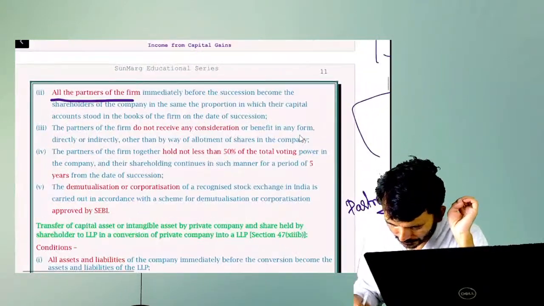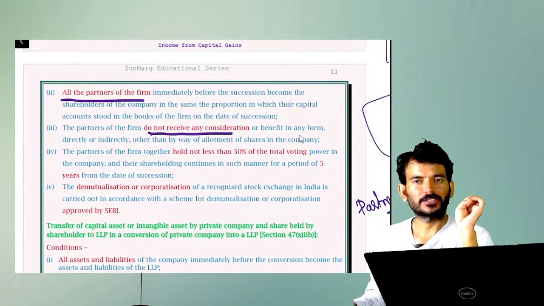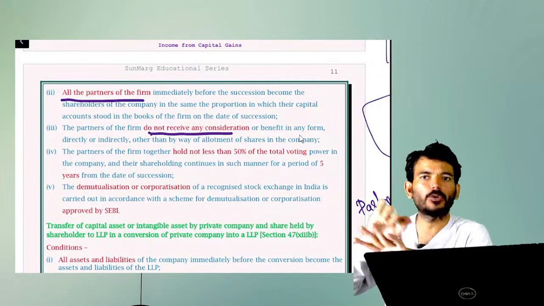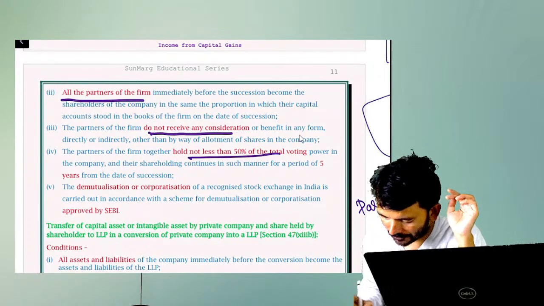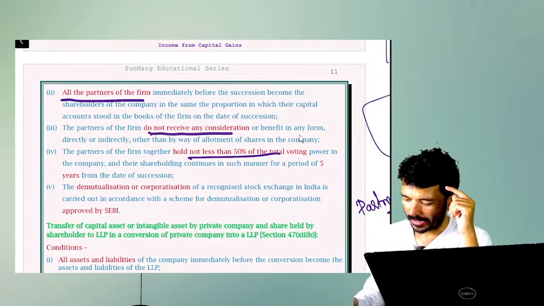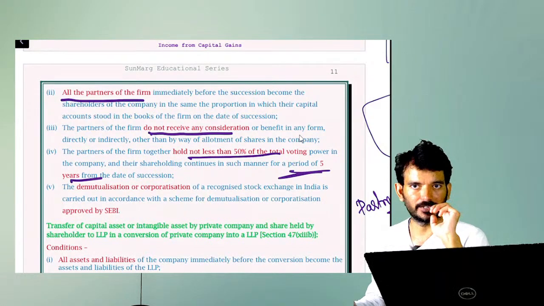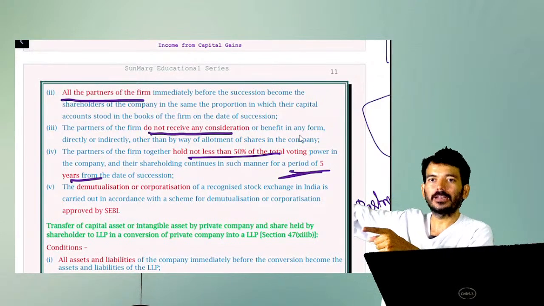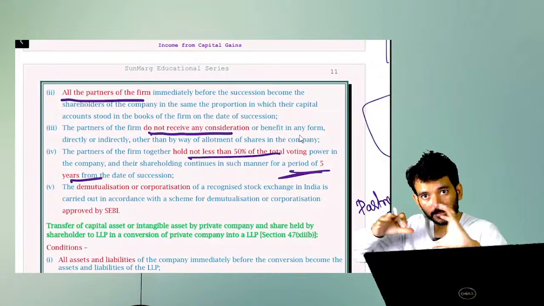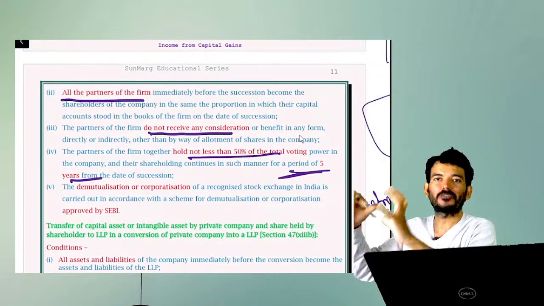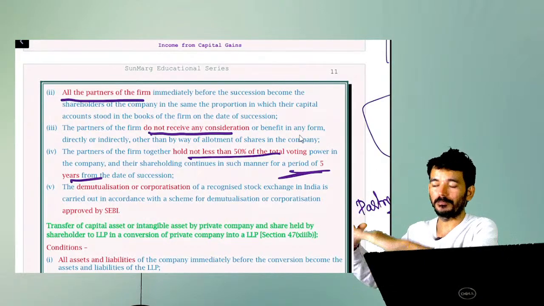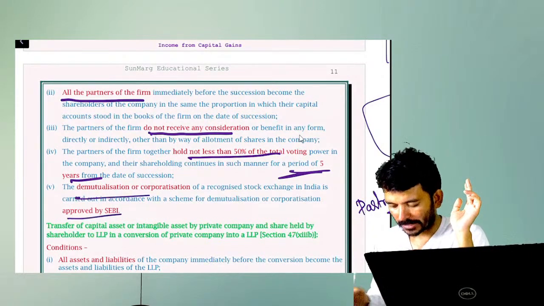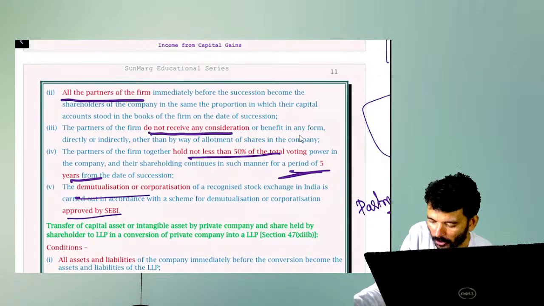Okay. Next, they don't receive any other consideration. Why should you give anything to them? You only offer shares in the company, don't offer anything else. And they should have 50% stake and voting rights in the company, and that should be there for a continuous period of 5 years. Like in 2023 you are getting converted into the company, right? From today till 2028, these partners' stake in the company should be 50%. It should not go below 50% for the next 5 years. Okay. And it should be as per SEBI if it is a demutualization and corporatization.